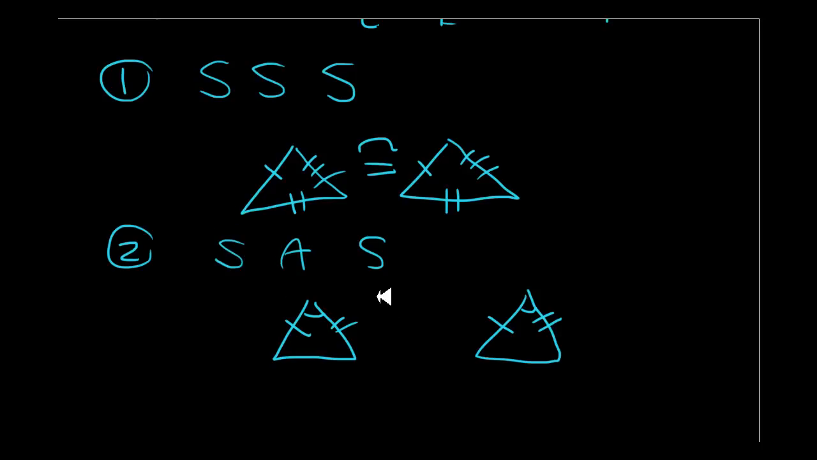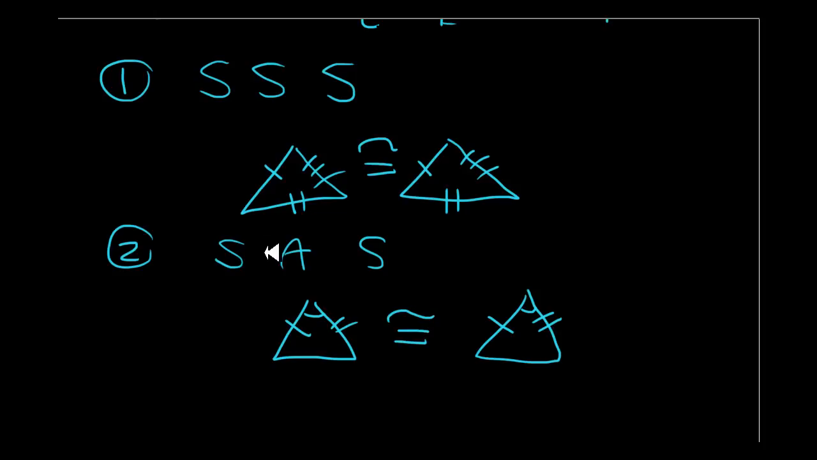So see how this angle is in between the 2 sides? This is called the included angle. So it's in the middle of 2 sides. So if you want to prove the theorem SAS, the angle has to be in the middle. It has to be the included angle of 2 sides. If I give you this, then you can also say that these 2 triangles are congruent to each other.